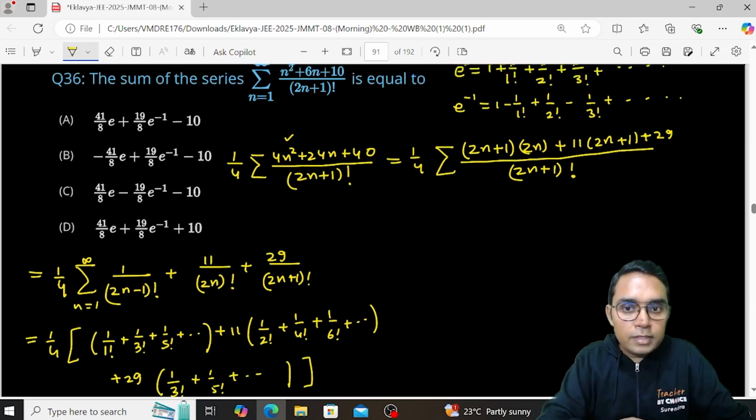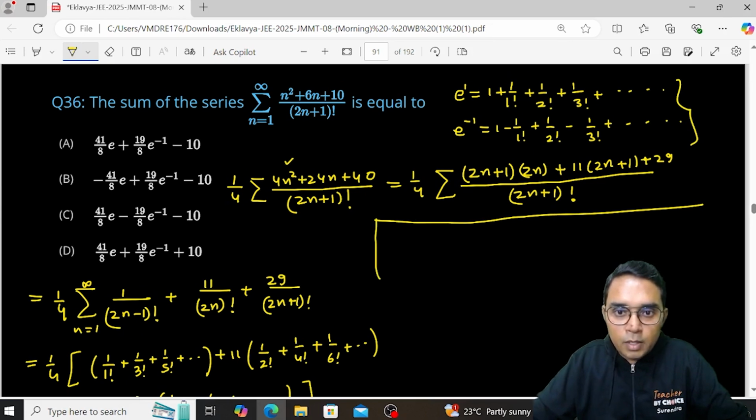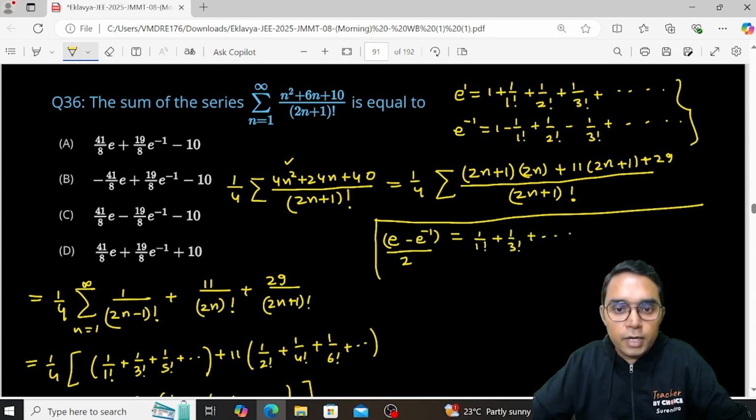Okay, here you can see from this relation which I have written here, that e minus e power minus 1, if you do, it will be equal to 2 times. So let us divide it by 2 also. It will be now 1 upon 1 factorial plus 1 upon 3 factorial and so on up to infinity. And if you add these two, e plus e power minus 1 and divide by 2, we will get 1 plus 1 upon 2 factorial and so on till infinity.